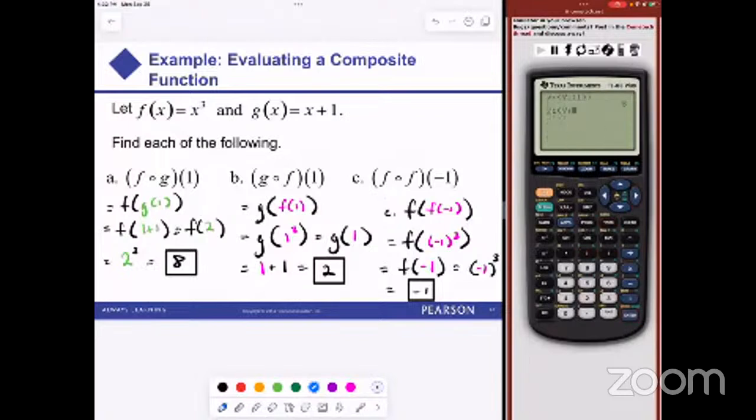And then the third one is f of negative 1. So if we go back to variables, call on the function, call on number 1. That's where we have f. So we want to say Y1 of negative 1, and the result should be negative 1.